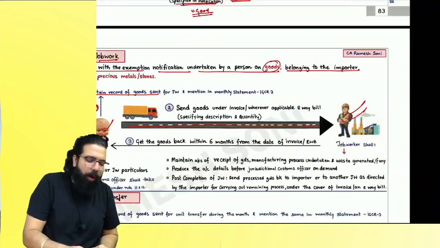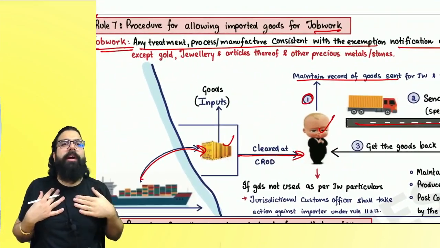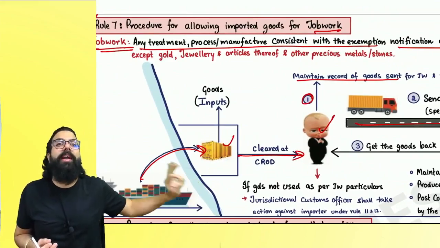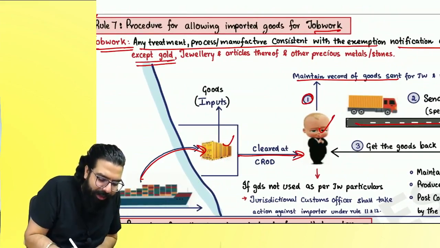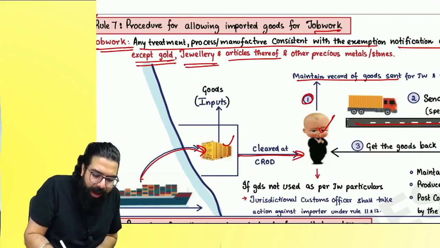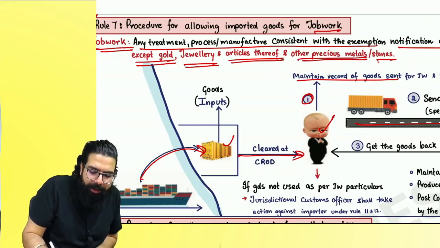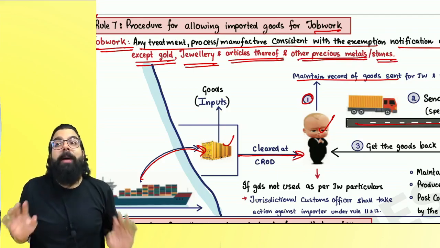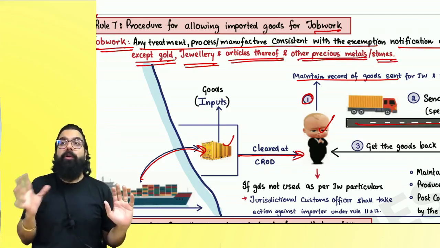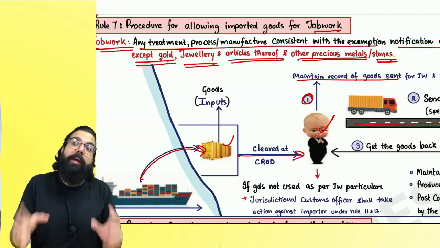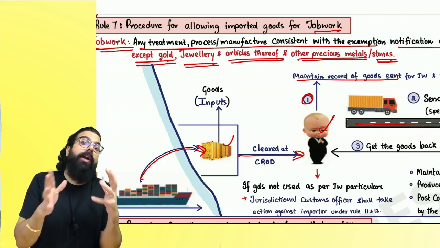But you know what? For job work, if you are the importer, you can't send gold, etc. It is told over here, except gold, jewelry, articles thereof, other precious metals or stone. So people, manufacturer, supposedly I imported goods, which is gold, at concessional rate of duty, I told I will make jewelry.